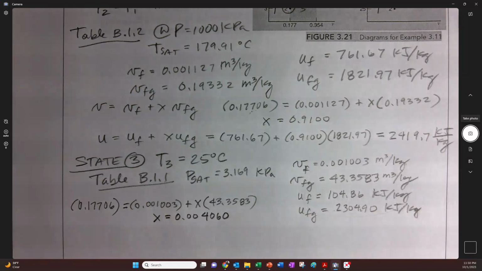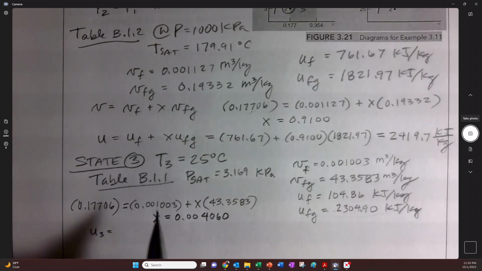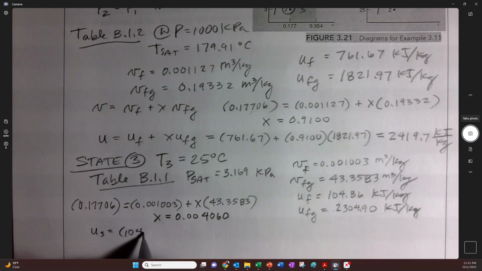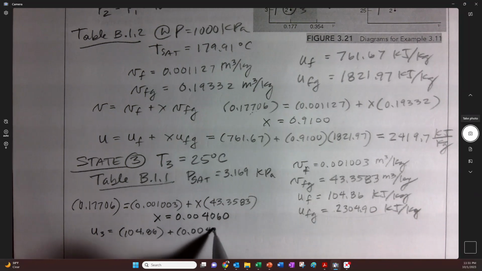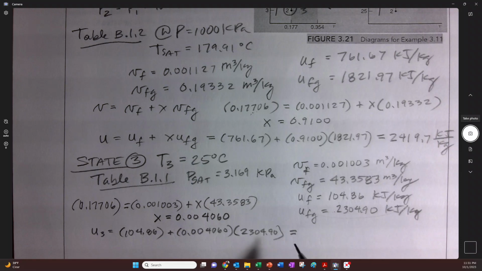That's not much. But what we're able to get from that, U3, is this value, multiplied by that 2304. And what are we left with?